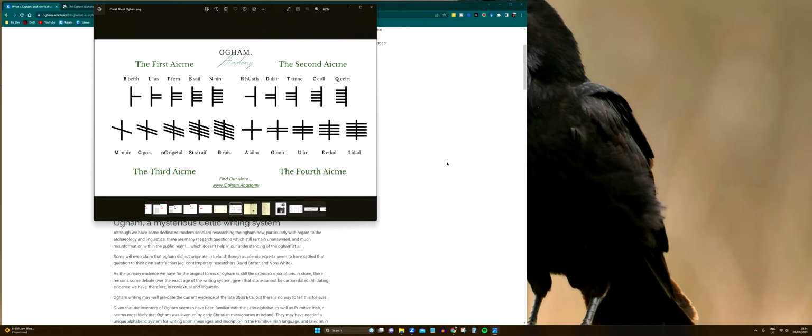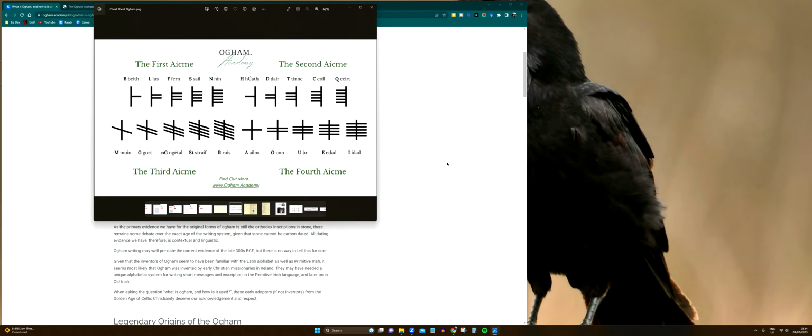As the primary evidence we have for the original forms of Ogham is still the orthodox inscriptions in stone, there remains some debate over the exact age of the writing system, given that stone cannot be carbon dated. All dating evidence we have, therefore, is contextual and linguistic. Ogham writing may well predate the current evidence of the late 300s CE, but there is no way to tell this for sure.